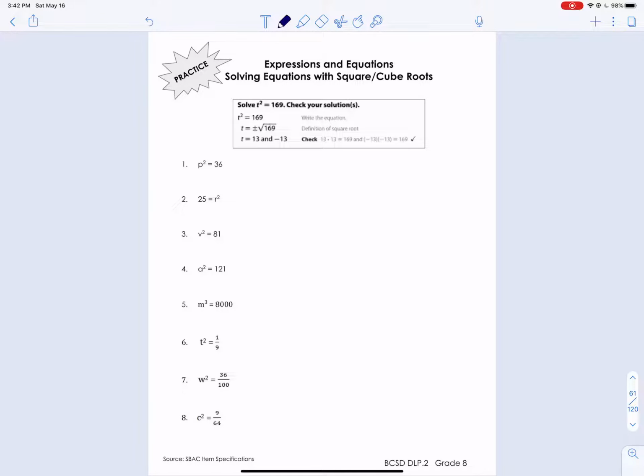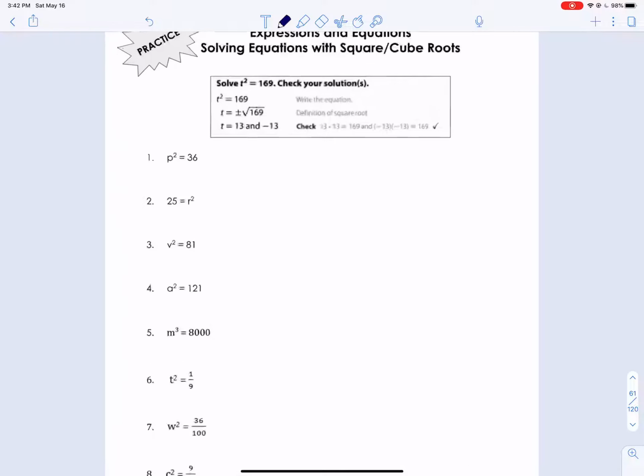Okay, so this is May 15th for the third distance learning packet, and we're going to use what we learned about square roots and cube roots to now solve equations. All right, let's take a look.